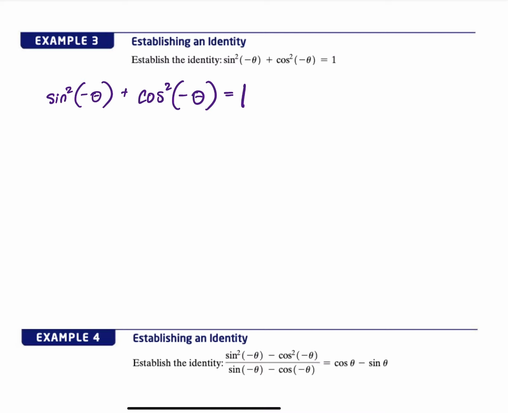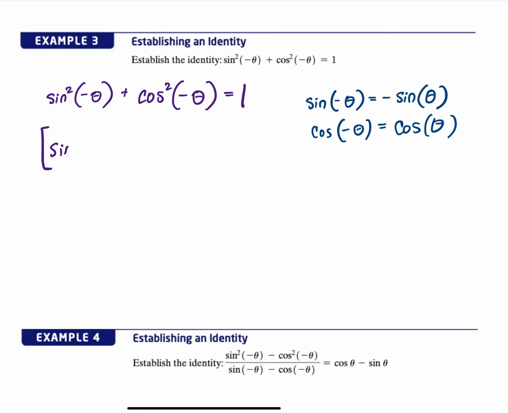So what can we do? Well, remember those even and odd identities. We said that the sine of negative theta equals negative sine of theta. We can pull out the negative. And the cosine of negative theta was just equal to the cosine of theta. We can delete the negative for the cosine. We have our trig function squared here, but we can just see this as the sine of negative theta squared plus the cosine of negative theta squared. So we're just looking at the left-hand side.